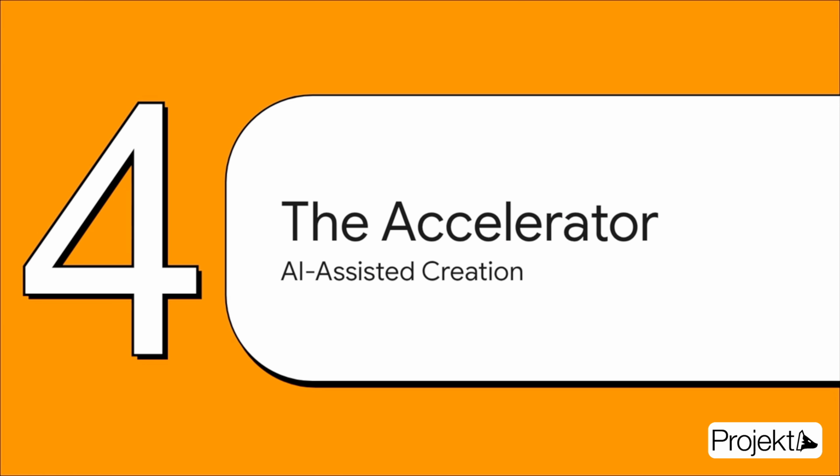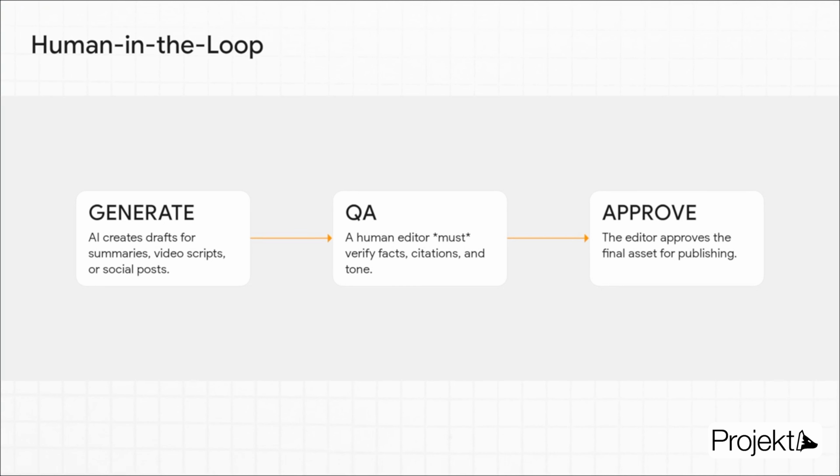Okay, so our content is now structured, it's intelligent, it's AI ready. So let's talk about where generative AI fits into all this. And the key is to think of it not as a replacement for people, but as a powerful assistant, an accelerator. And the workflow here is absolutely critical. Yes, an AI can generate a pretty good first draft of a summary or a social media post. But then, and this is non-negotiable, it must go to a human editor for a mandatory quality assurance step.